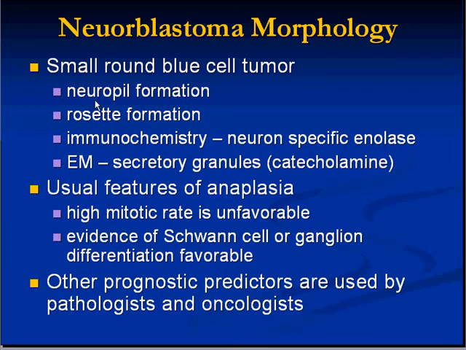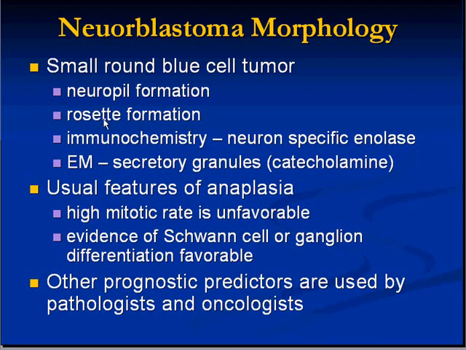I'll open the door to a word called neuropil. Neuropil is usually unmyelinated nerve fibers, which are seen in neuroblastomas. And it's not always easily seen unless you have good histology. One thing that is easily seen is rosettes. And we'll show you what a classical rosette looks like.